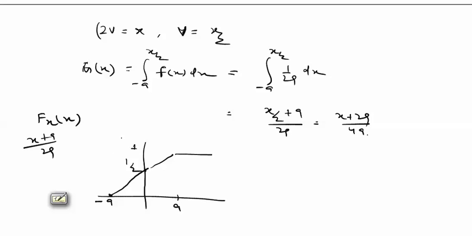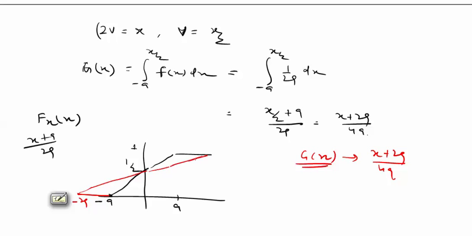In the second case, gx is x plus 2a upon 4a, its range is revised, I put here minus 2a. In the case of minus 2a, value 0, I put 0 here, at x equals 0 it is a half again, and at 2a it is 1. gx in red, fx in black.